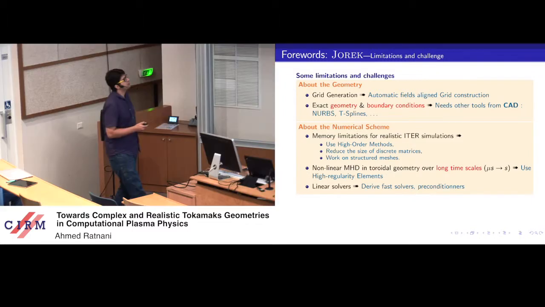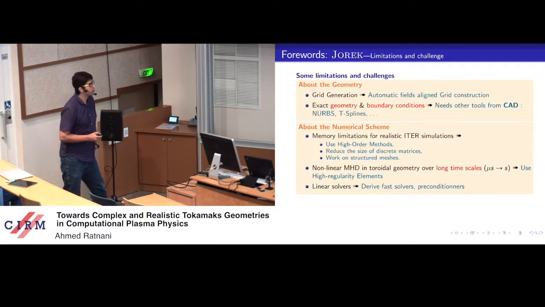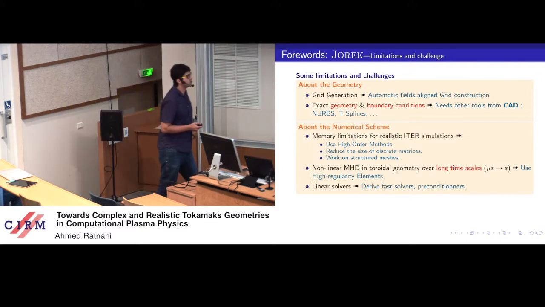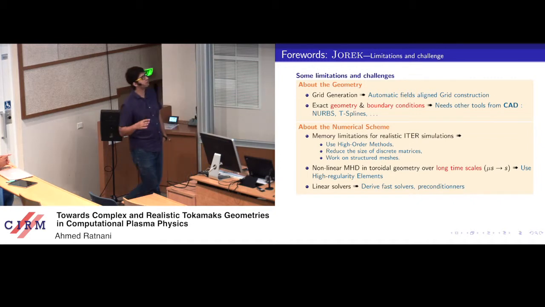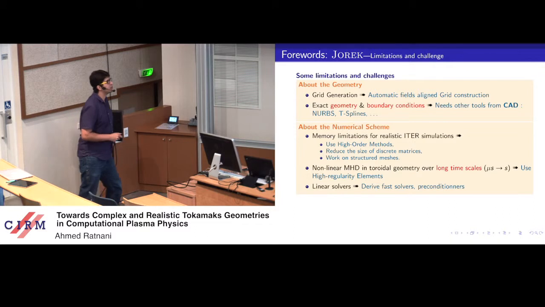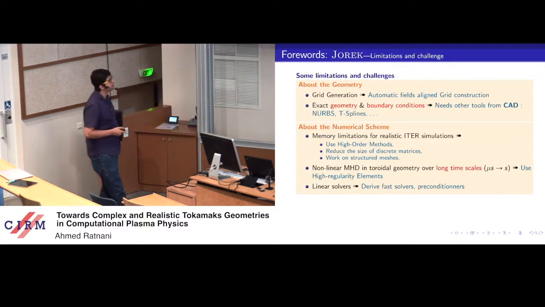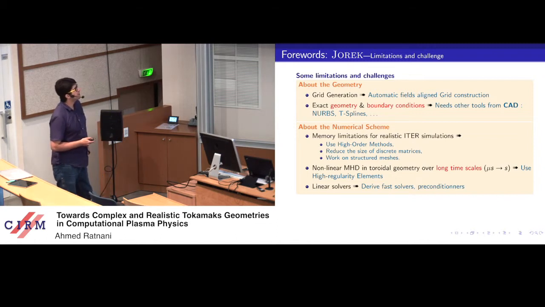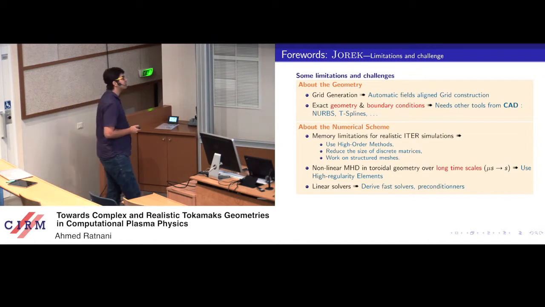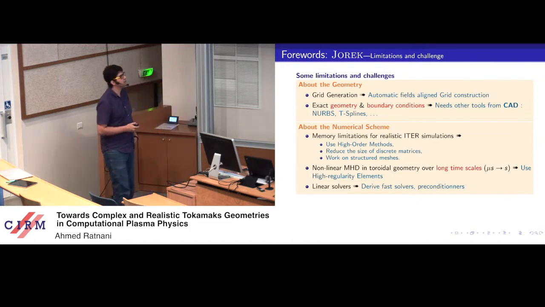So there is this problem with the grid generation. There's also another problem, which is about the exact geometry. We don't have the exact geometry, for example, of the divertor. And also there are a lot of problems, including the boundary conditions. Nobody knows what boundary conditions we can put on MHD in real simulations. So for the numerical schemes, there are a lot of problems, including this memory limitation for realistic ITER simulations.